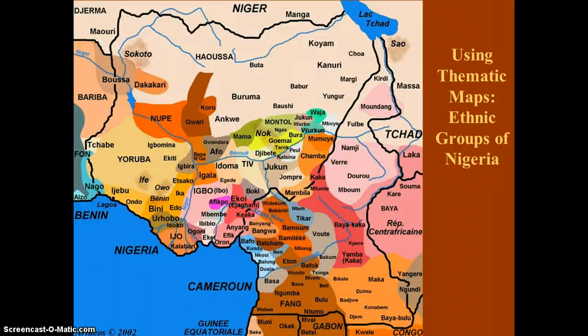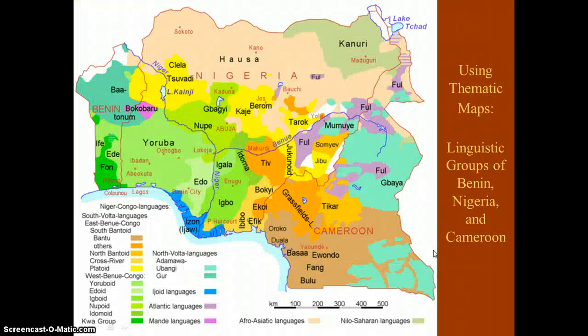Okay, here are some of the ethnic groups of Nigeria. As you can see, there are a bunch of different ethnic groups. And then your linguistic groups in Nigeria and Cameroon. As you can see, you've got a bunch of different languages being spoken in this area. All right, in here, this is all different languages, and as you can see, there's a bunch of them.